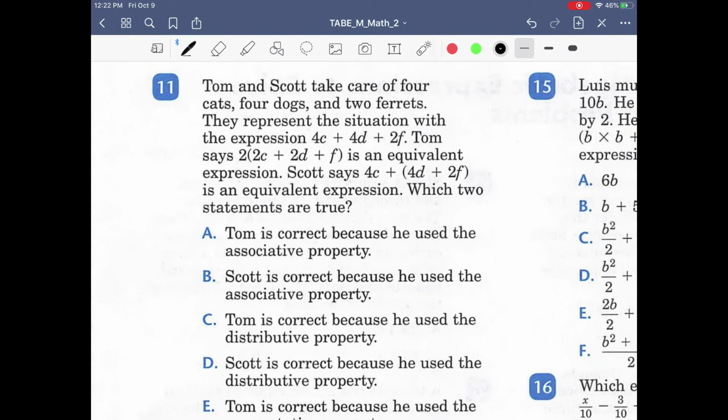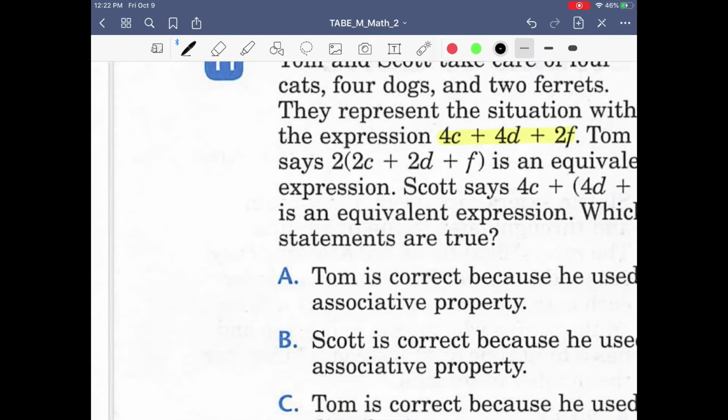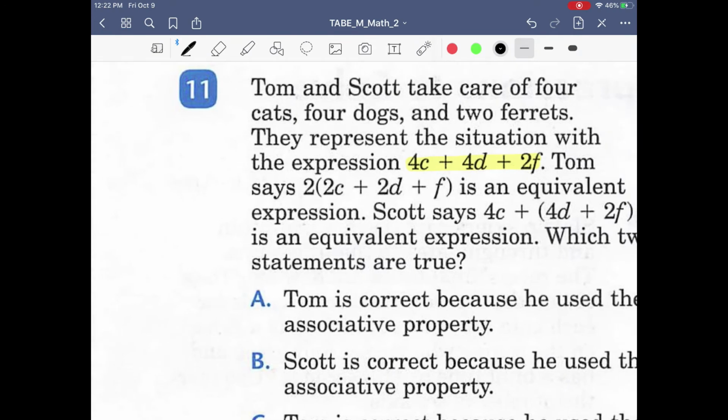Number 11. Tom and Scott take care of 4 cats, 4 dogs, and 2 ferrets. They represent the situation with the expression here. Tom says that this is an equivalent expression. Scott says that this is an equivalent expression. Which 2 statements are true? Well, I'm going to start with Tom's expression. And on these kinds of problems, I like to keep the name with my problem. So we have Tom's expression.